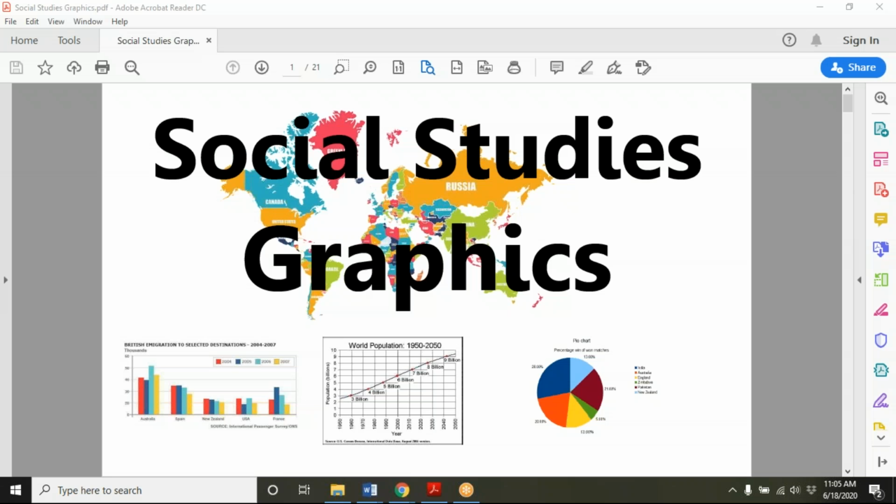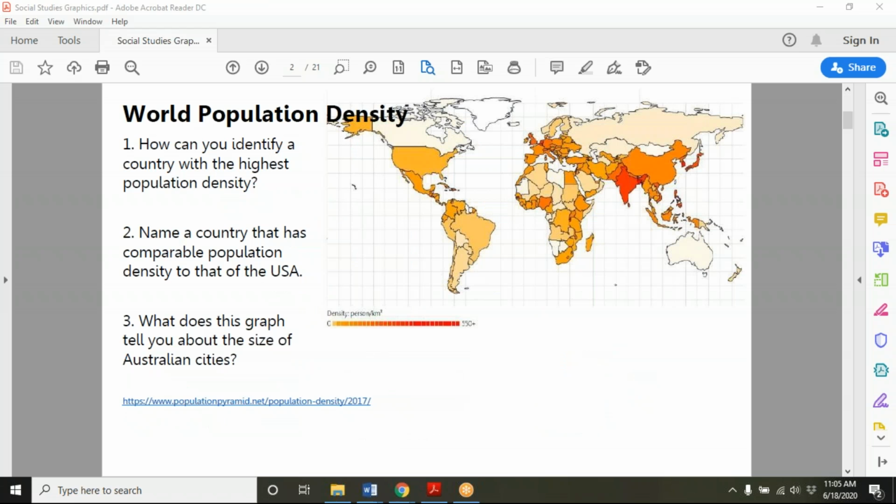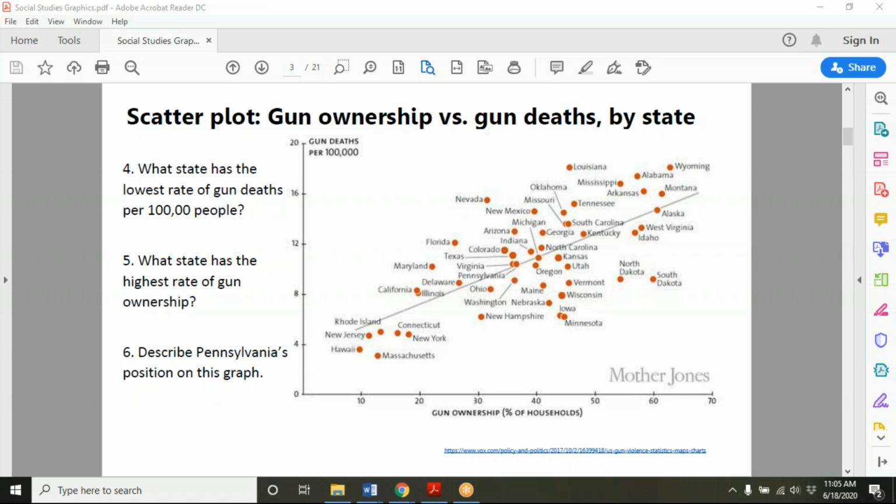We're going to finish the social studies graphics lesson that we started last week. So let's kind of breeze through and remind ourselves what we looked at. We looked at population density maps. I don't know what you'd call these maps, but where different colors represent different intensities of whatever data you're looking at. Scatter plots were interesting.